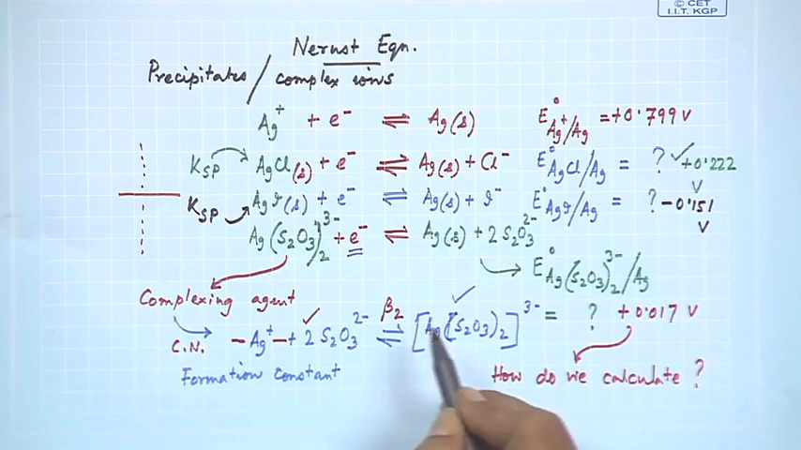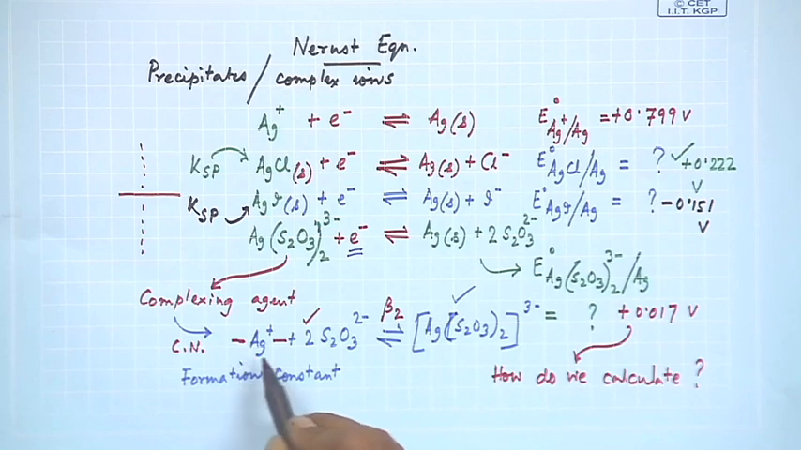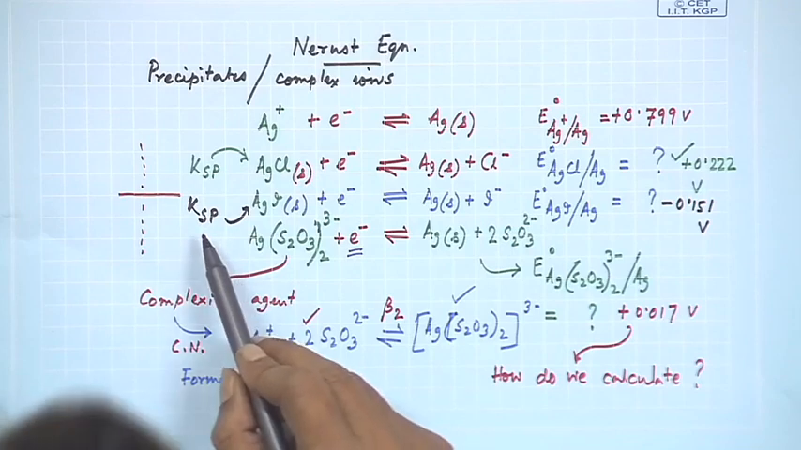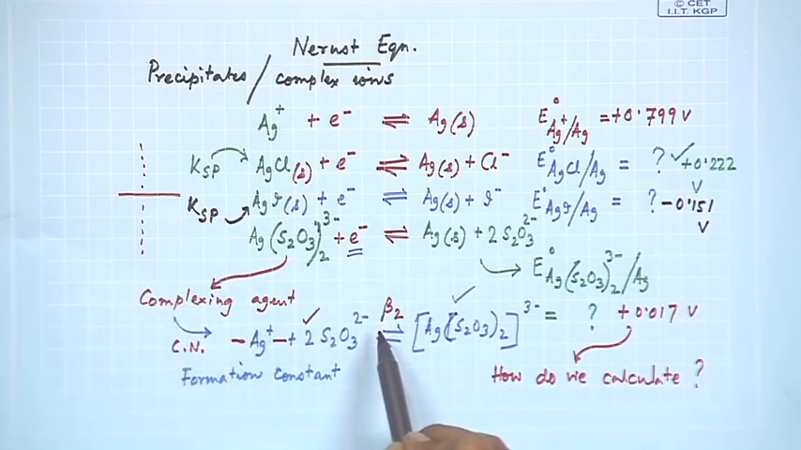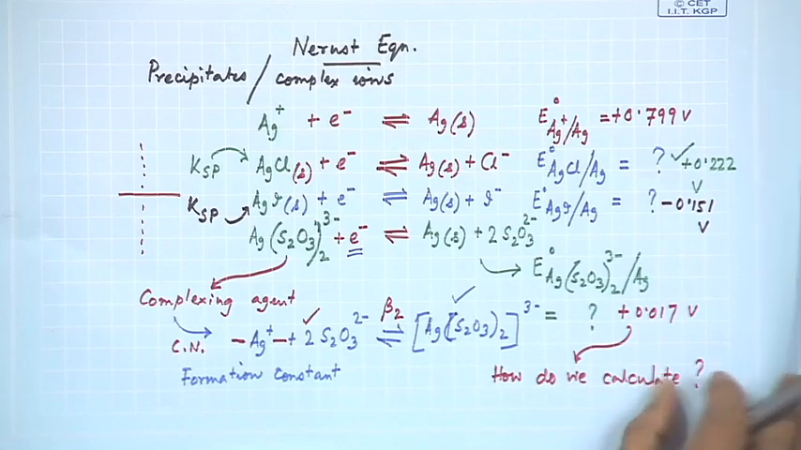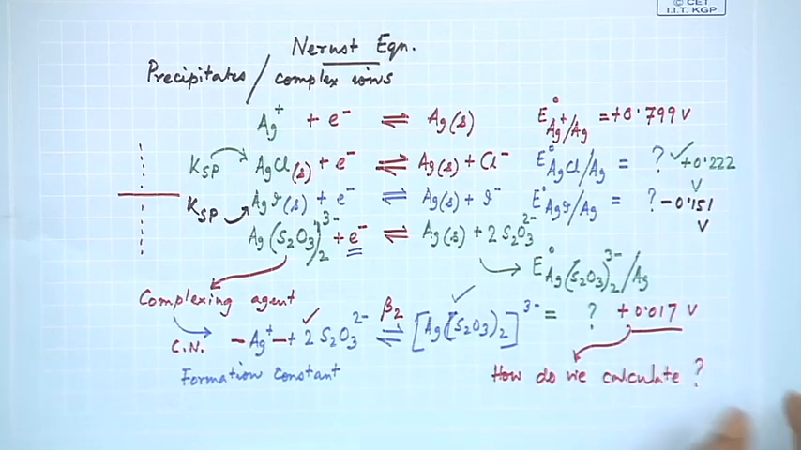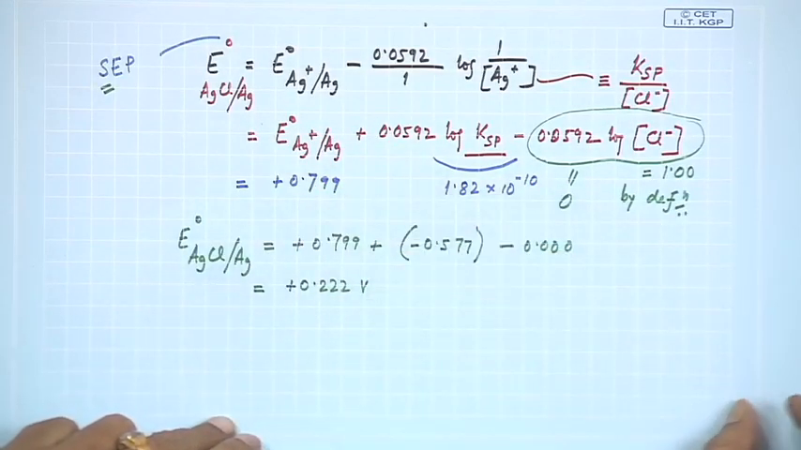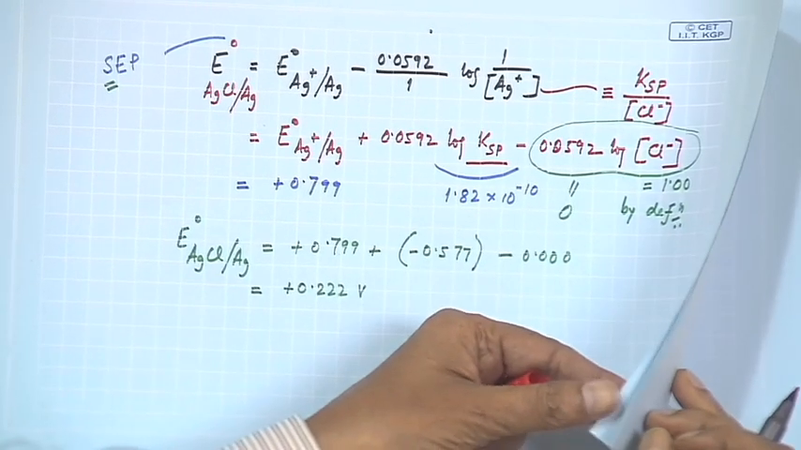So, beta 2 is nothing but the ratio of the complex concentration divided by the product of the concentration of the silver ion and the thiosulfate ion. Like the use of your KSP value, we now use the corresponding beta 2 value during the complex formation to evaluate the magnitude of the potential, which is 0.017 volt. Like this we have utilized it for the calculation in the case of silver chloride. So, now we will see how directly we get that value for the complex formation.